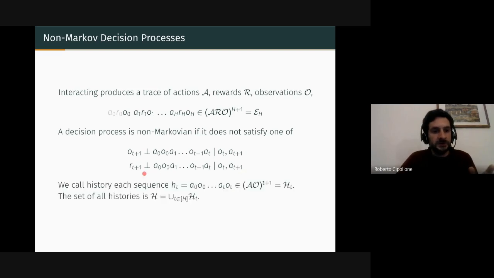So we'll use this object a lot, and we'll give it a name. This for us is a history. So the sequence of actions and observations from the start up to the current moment.